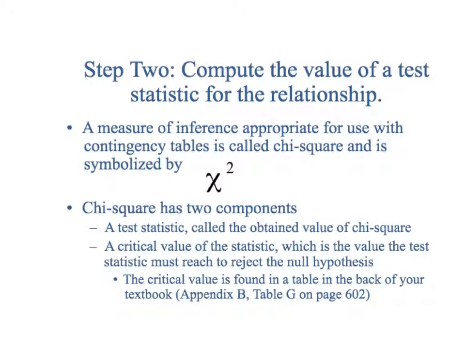So now we get to step 2. We're going to compute the value of a test statistic for the relationship. So the one that we're going to be using is chi-square. And chi-square is notated with an x squared. And it has 2 components, of course, just like any test statistic. There's the actual test statistic, chi-square, and then there is the critical value that we look up in the table. And you have a table that is posted here on OpenClass that will give you that critical value, just like we had with the t-test and with ANOVA.